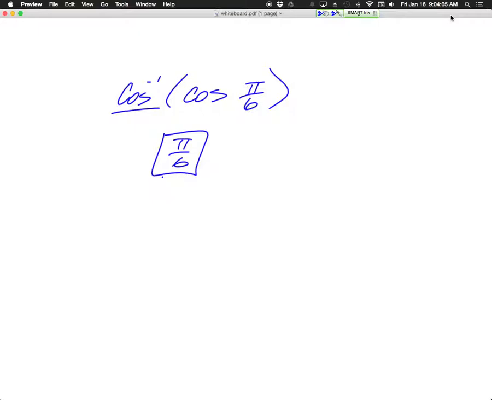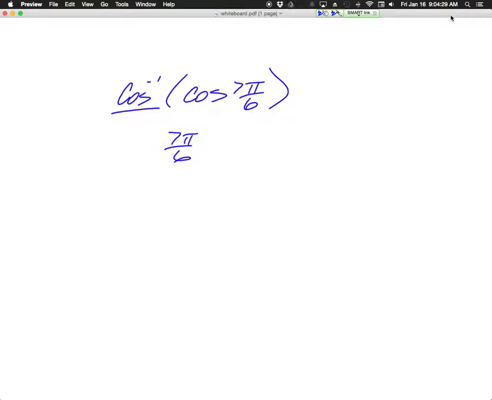0 to pi. 0 to pi. Okay? So when I'm doing this, I've got to make sure my answer is 0 to pi. So that means if I started with something like 7 pi over 6, is the answer to this going to be 7 pi over 6? No. Why? It's not in my range.